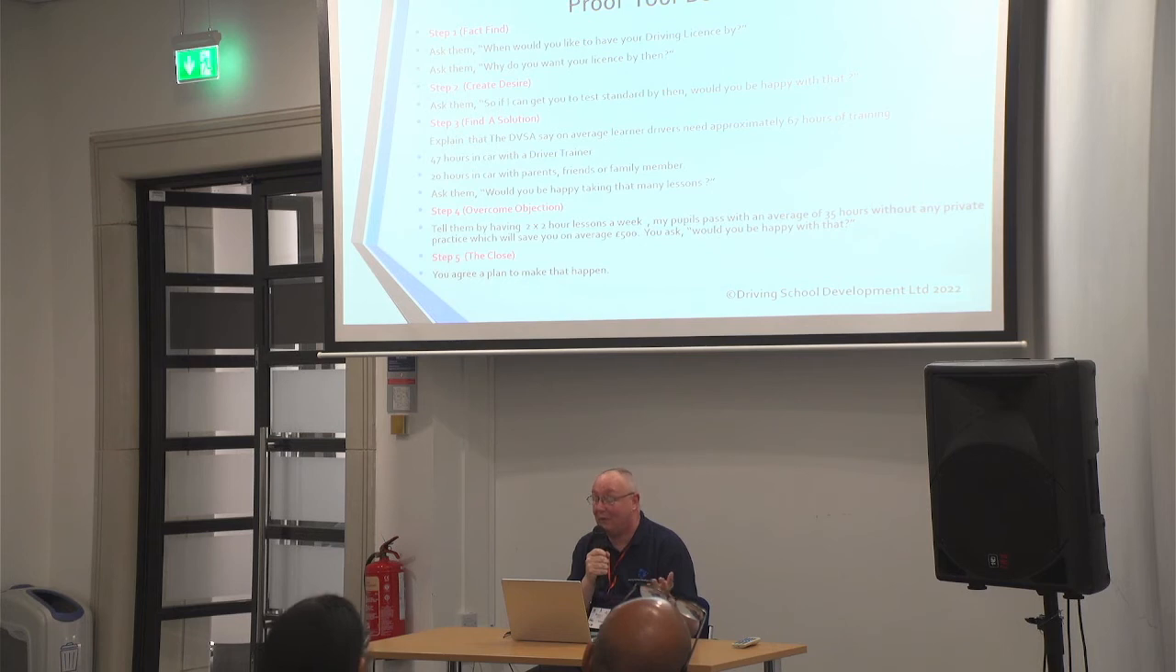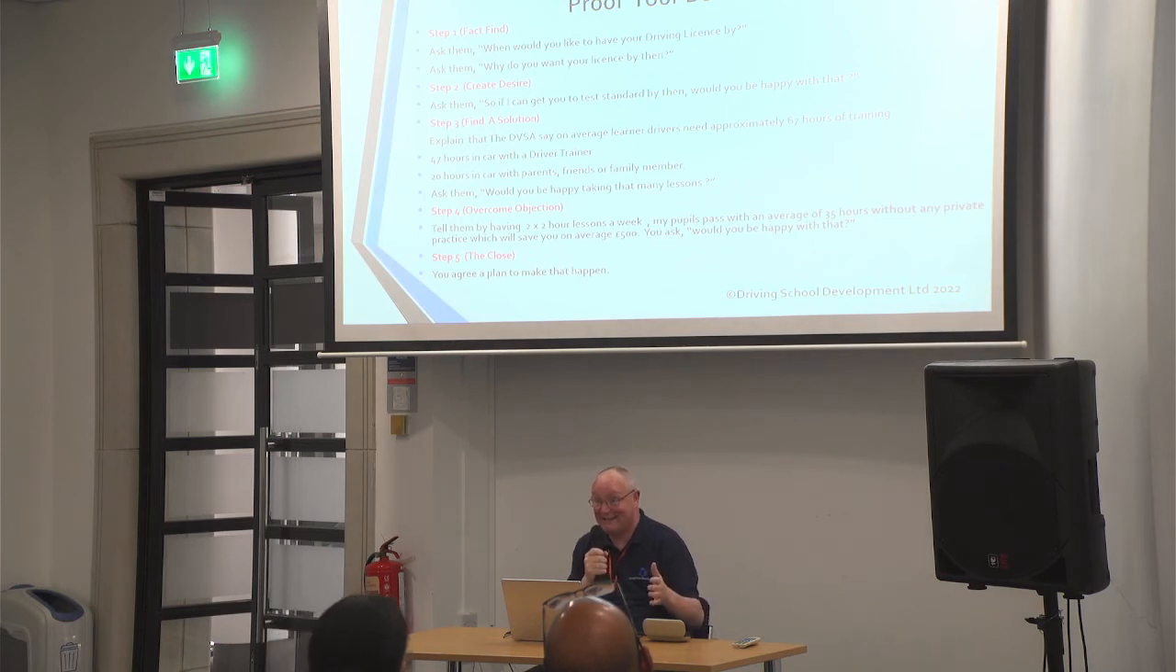Would you be happy with that? Well, of course they're going to be happy with it. So now you move on to step 5, which is the close. You make an agreement on how many lessons they're going to have each week up to their proposed test date. That's a whole other presentation, when you can get a test date, but that's for another day. So you can get them to have 2-hour lessons a week.